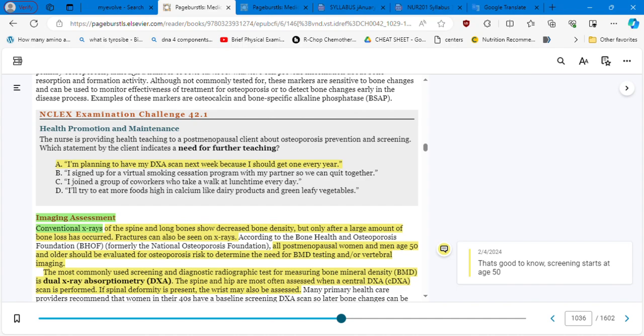I sign up for a virtual smoking cessation program with my partner. Excellent. Notice here she said cessation program, she doesn't say smoking reduction. And then, I'm planning to have my DEXA scan next week because I should get one every year. That's the right answer. In that sense, she needs further teaching because DEXA is every 2 years. So that's good to know.